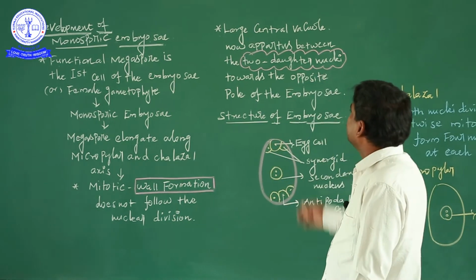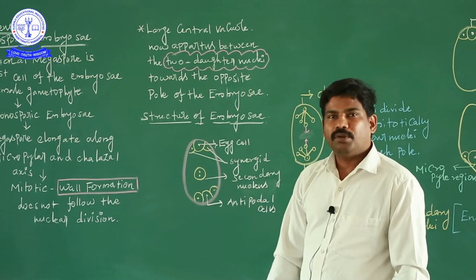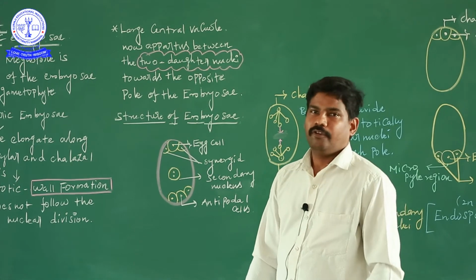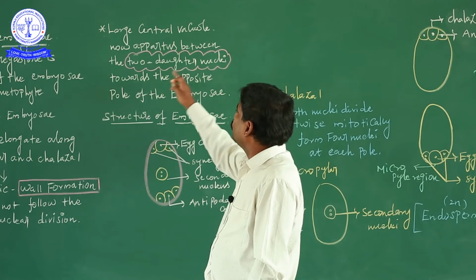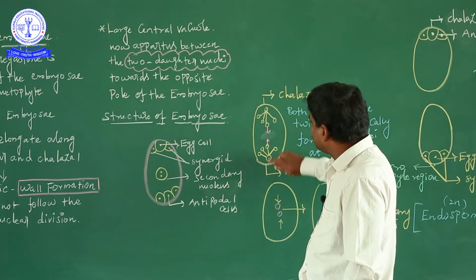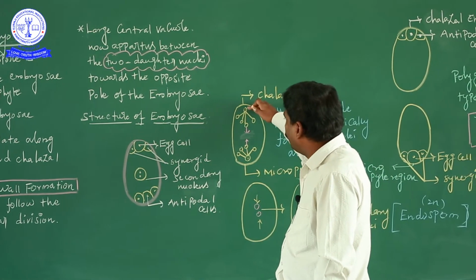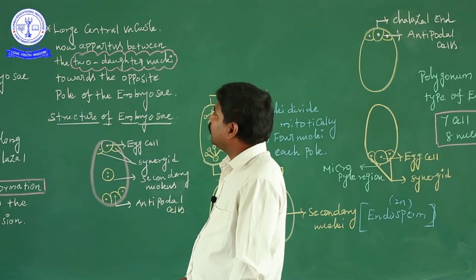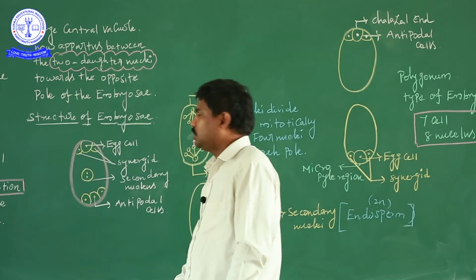And then there is a large central vacuole. What is the main function of the vacuole? It provides storage of the food material, that is the main function of the vacuole. Then the apparatus between the 2 daughter nuclei is present, with a north pole and a south pole, meaning one pole and the other pole. So the 2 daughter nuclei move towards the opposite poles of the embryo sac.